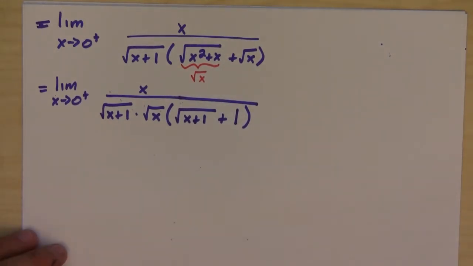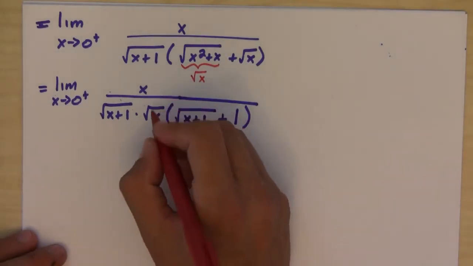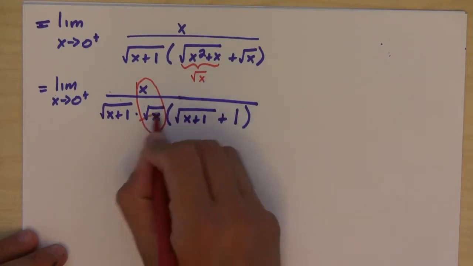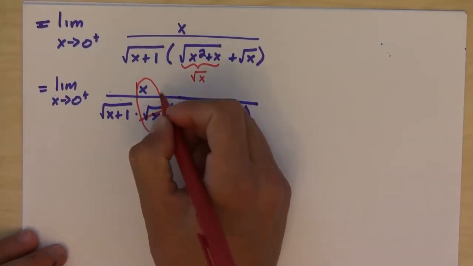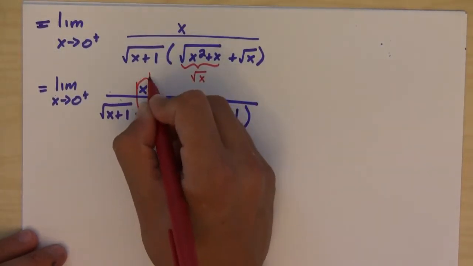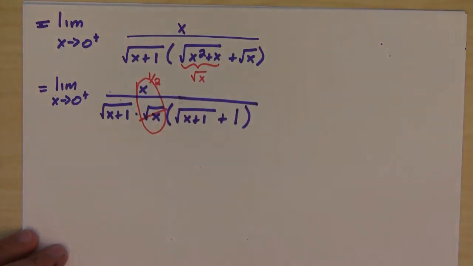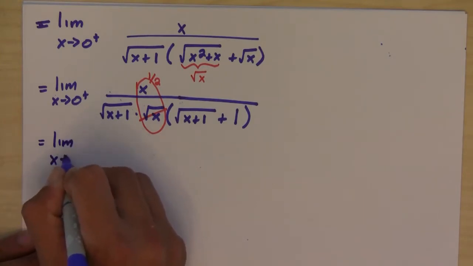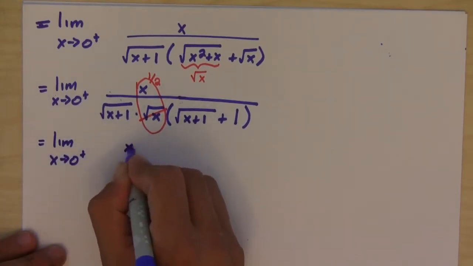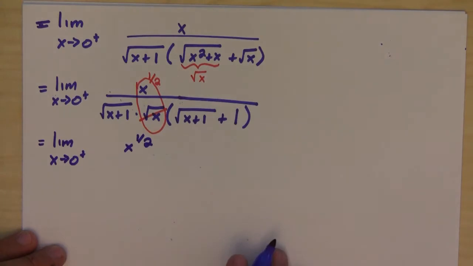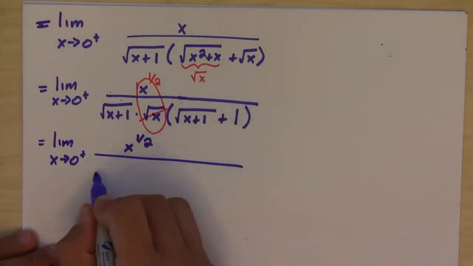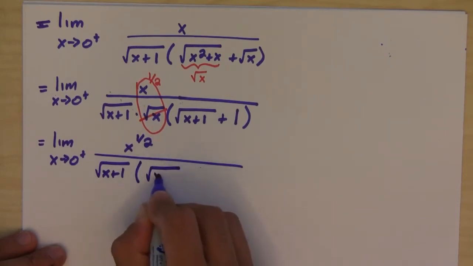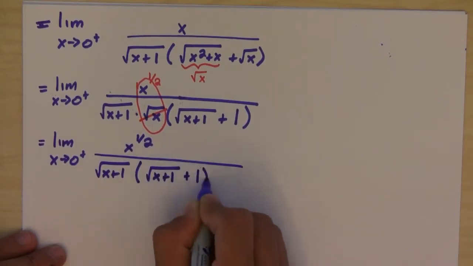Okay, and then notice that this square root of x, if you think of it as a fractional exponent, cancels with 1/2 of this one, and so what we're really left with is x to the 1/2 on the numerator. And on the denominator, I'm left with square root of x plus 1 times square root of x plus 1 plus 1.